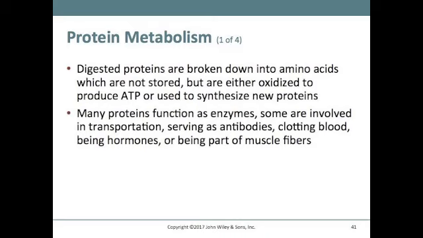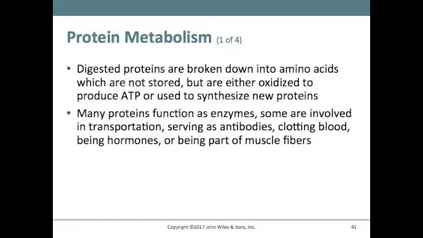Moving on to protein metabolism. Protein metabolism begins on page 1017 in your book. Digested proteins are broken down into amino acids which are not stored but are either oxidized to produce ATP or used to synthesize new proteins.